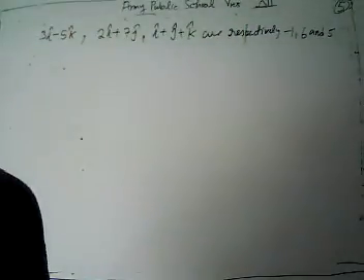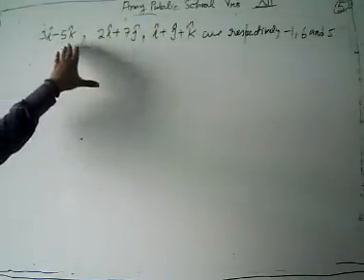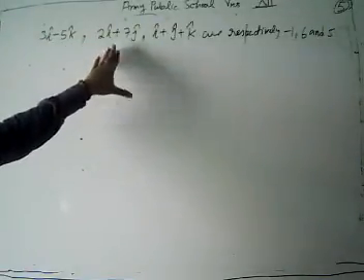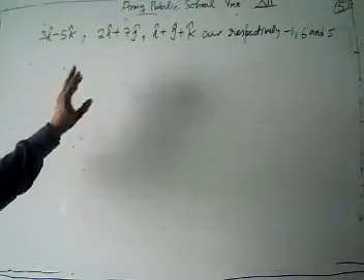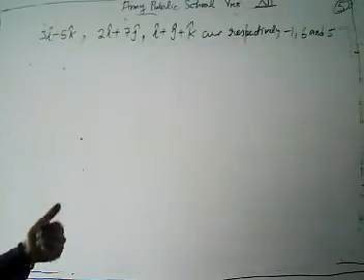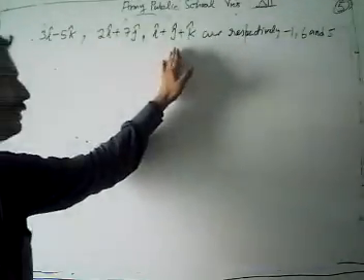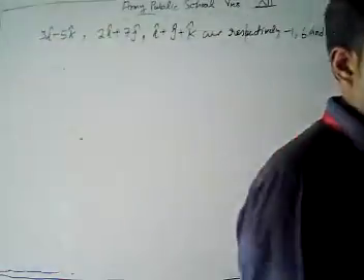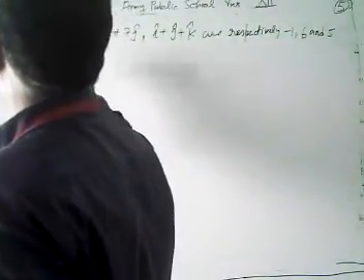Now look, what is given in the problem? We have 3 vectors: 3i cap minus 5k cap, 2i cap plus 7j cap, and i cap plus j cap plus k cap. The dot product of an unknown vector with each of these gives the values minus 1, 6 and 5. Then we have to find the unknown vector.